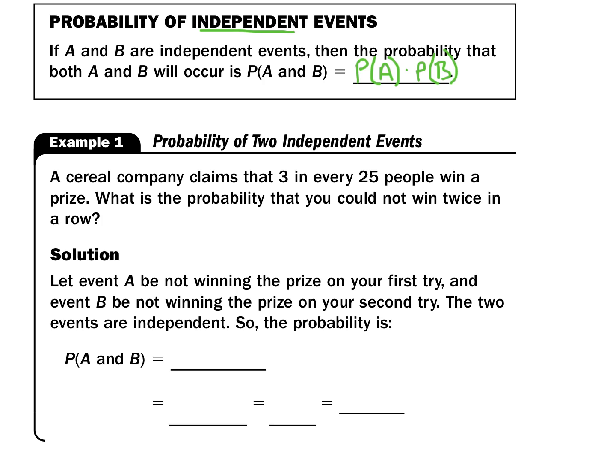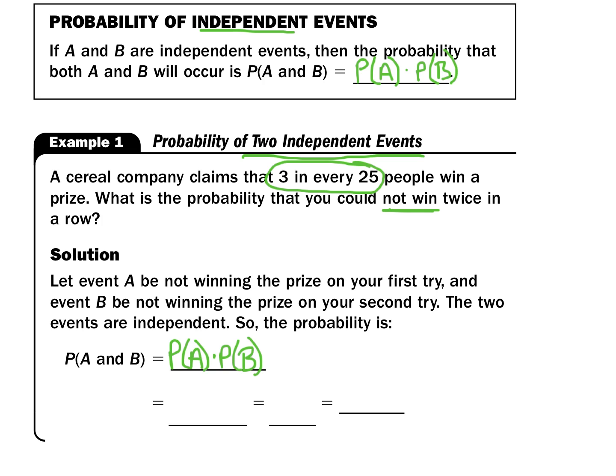So in example 1, the probability of 2 independent events occurring. It says a cereal company claims that 3 in every 125 people win a prize. What is the probability that you could not win twice in a row? So the probability of A and B is the probability of A times the probability of B.